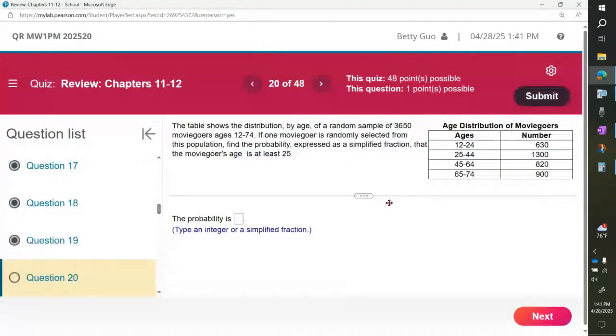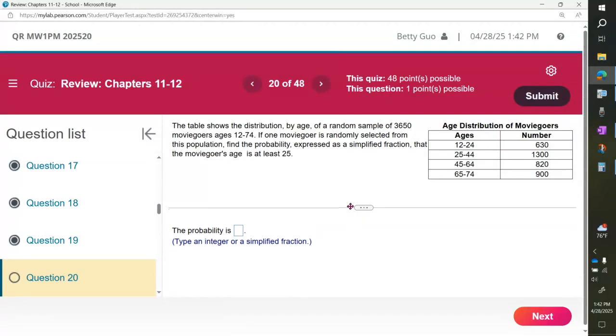Question number 20. The table shows the distribution by age of a random sample of 3,650 moviegoers ages 12 to 74. If one moviegoer is randomly selected from this population, find the probability expressed as a simplified fraction that the moviegoer's age is at least 25. At least 25. This is empirical, by the way.